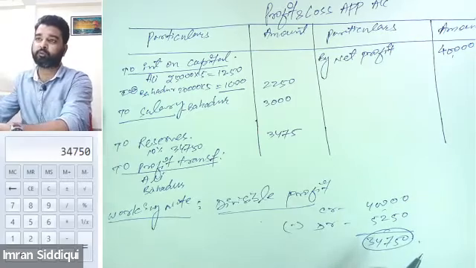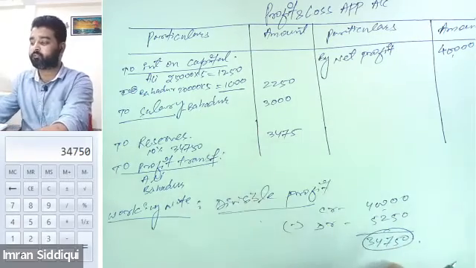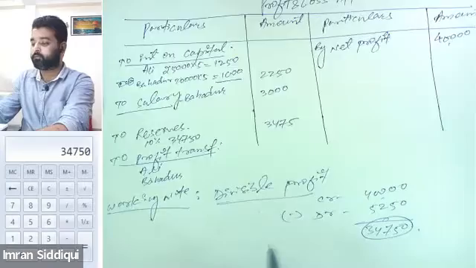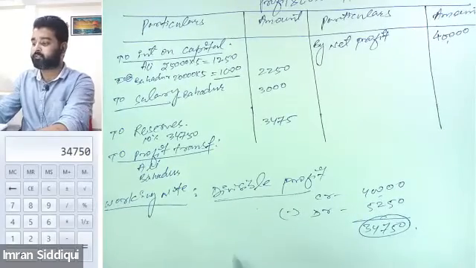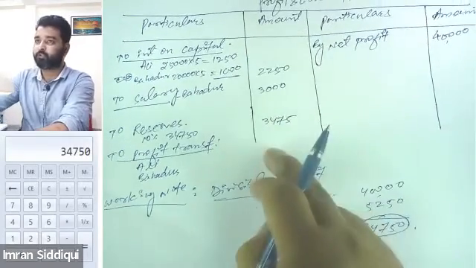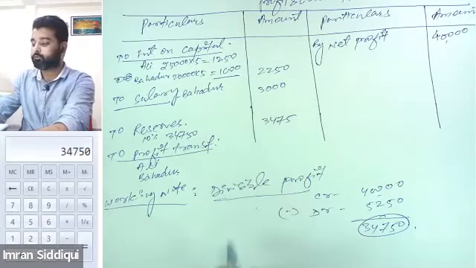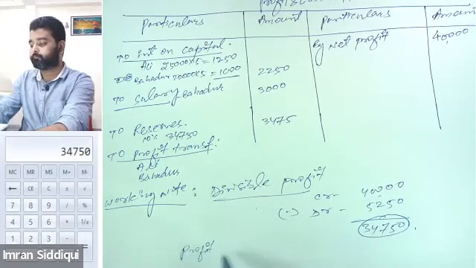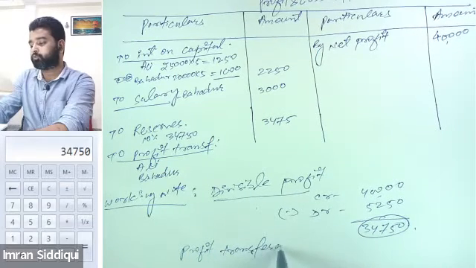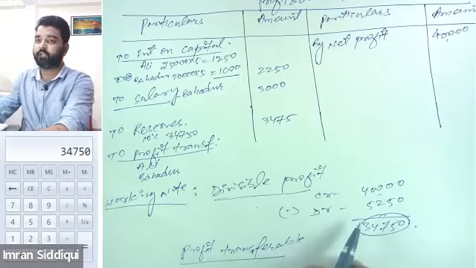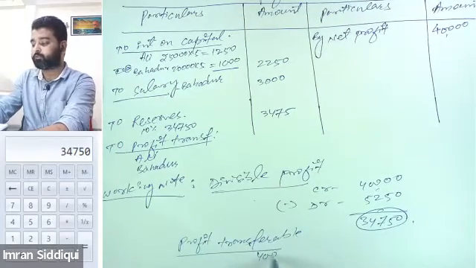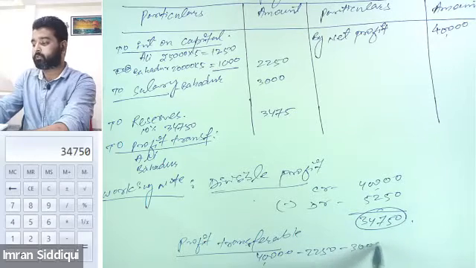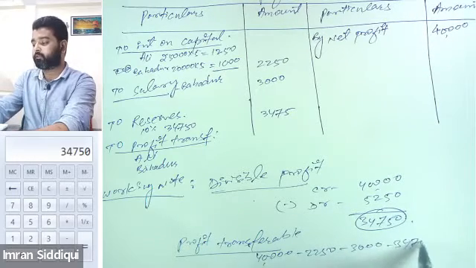Find out the remaining amount of profit that will be left after paying for the reserve. For the remaining profit, we will simply subtract all these values out of 40,000. We are calculating the transferable profit to the partner. So out of 40,000, subtract everything: 2250, 3,000, and 3475.